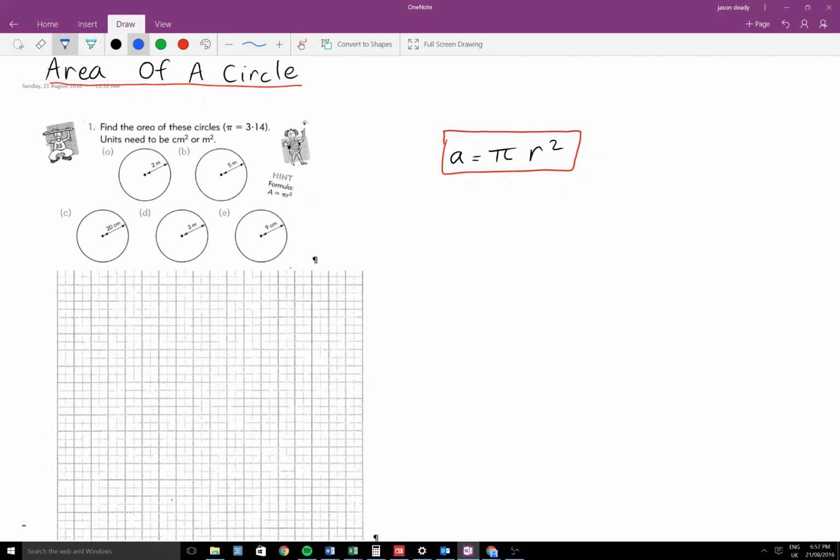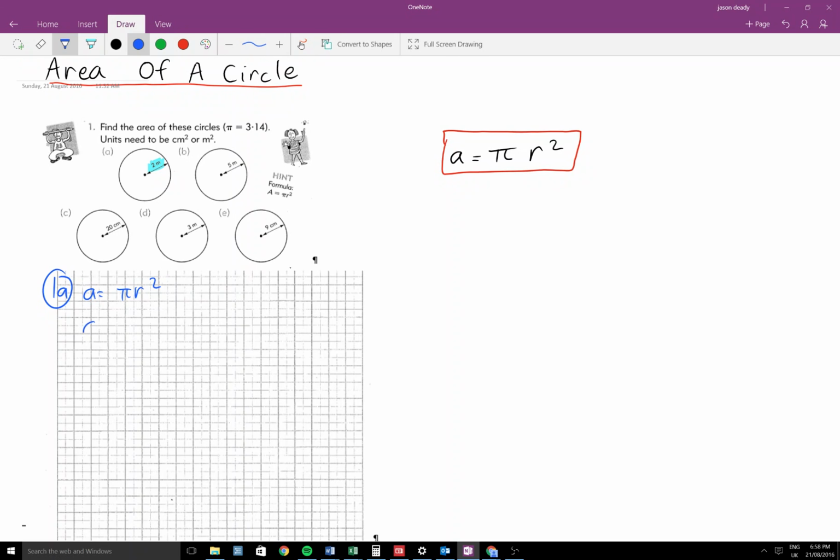So I'm trying to find the area, the space inside the circle, and I write down the formula A equals pi r squared. That helps you associate the formula with the job of finding the area. My next step is to take that formula and substitute all the important bits. I'm doing question 1a, and the most important part is that I've got the radius and it's 2. So I'm going to substitute that 2 back into my formula.